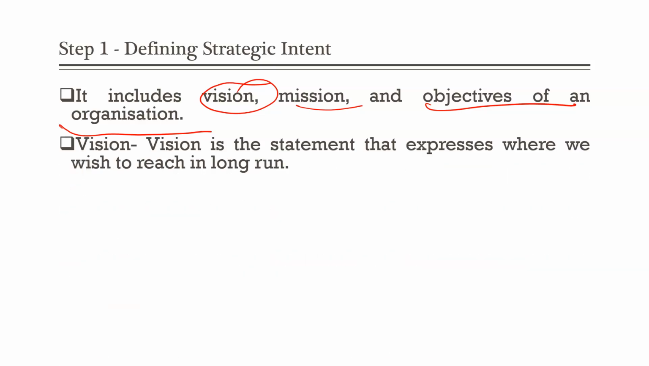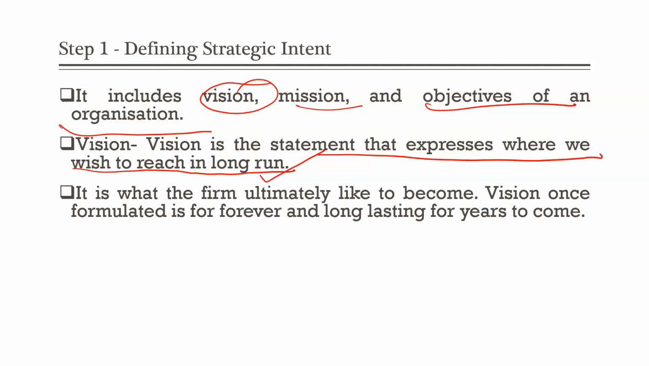Let's differentiate between them. Vision is a statement that expresses where we wish to reach in the long run. Where does the organization see itself after 5 years, 10 years, 20 years down the line? That is what vision is all about. It is what the firm ultimately would like to become over a period of time.